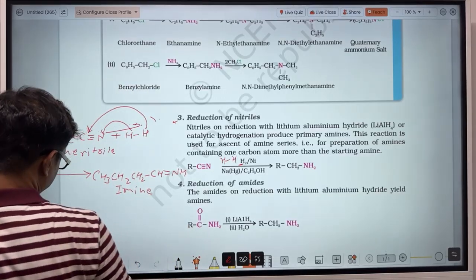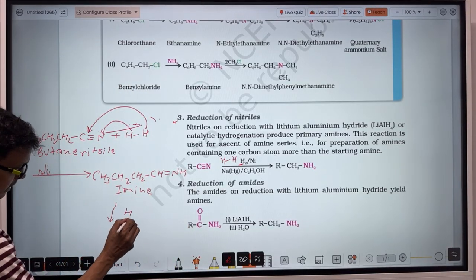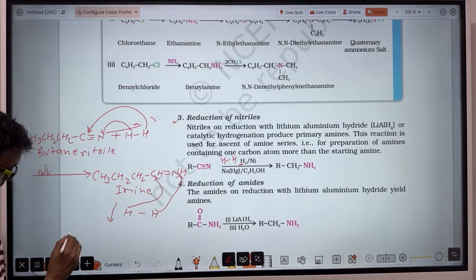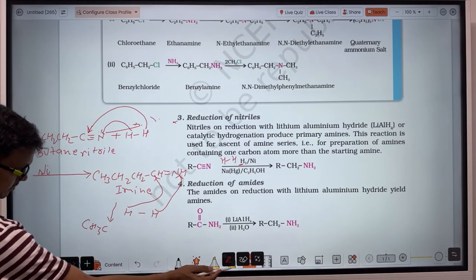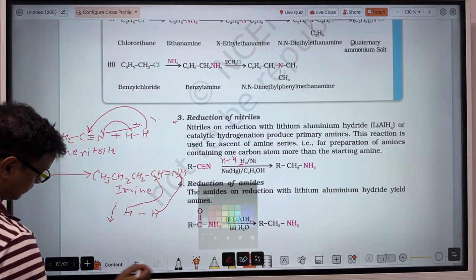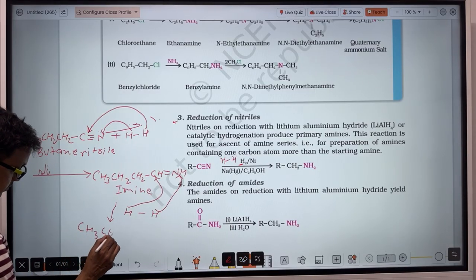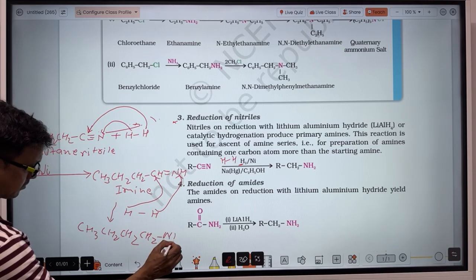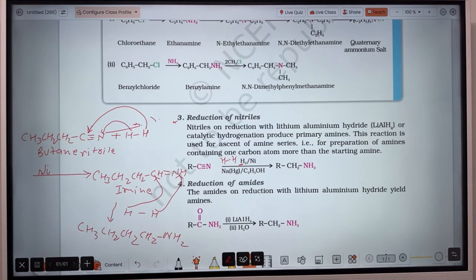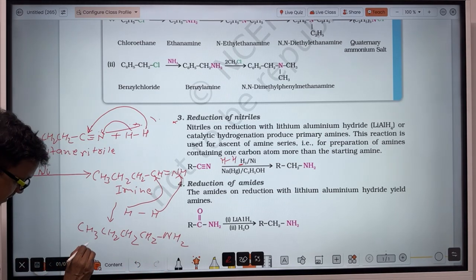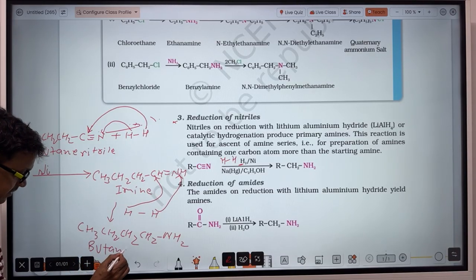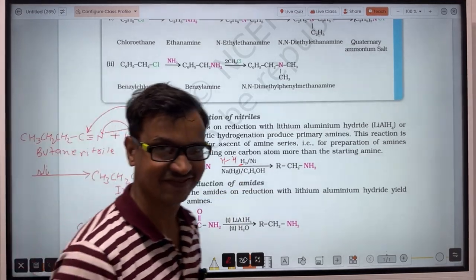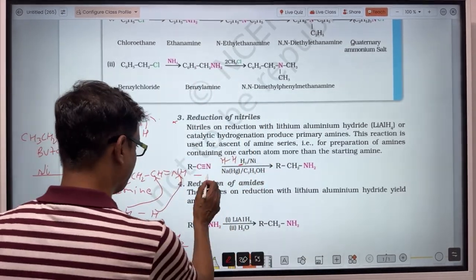And again, the hydrogen will react with that. Again, one hydrogen to this nitrogen and one hydrogen to this carbon. So the compound becomes this. So during this course, there will be a formation of butanamine. Okay, easy.